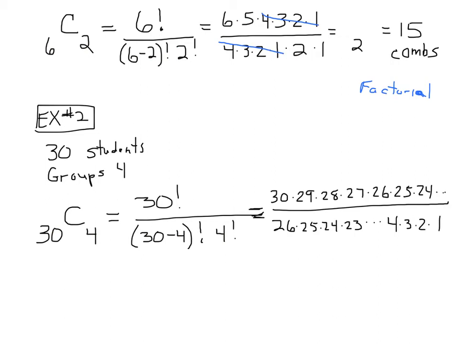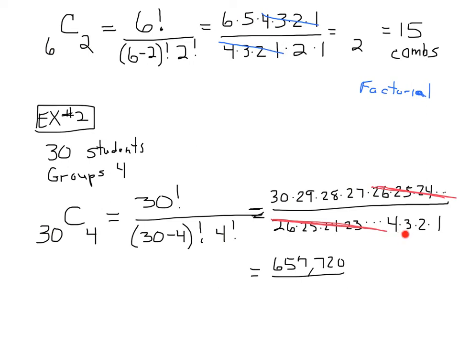Okay, now I can cancel. Anytime there's multiplication in a fraction, you can cancel. So look, this goes from 26 all the way down to 1, even though I didn't write them all. This goes from 26 all the way down to 1. They cancel. Now I have some rather large numbers to multiply. Grab a calculator. I multiply those out, and I would get 657,720.